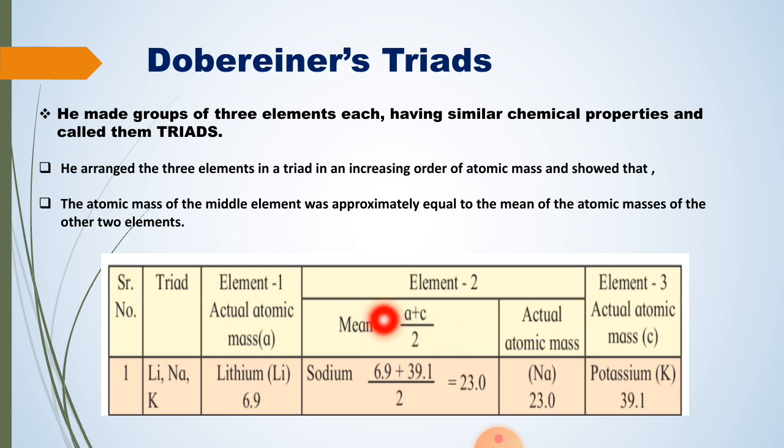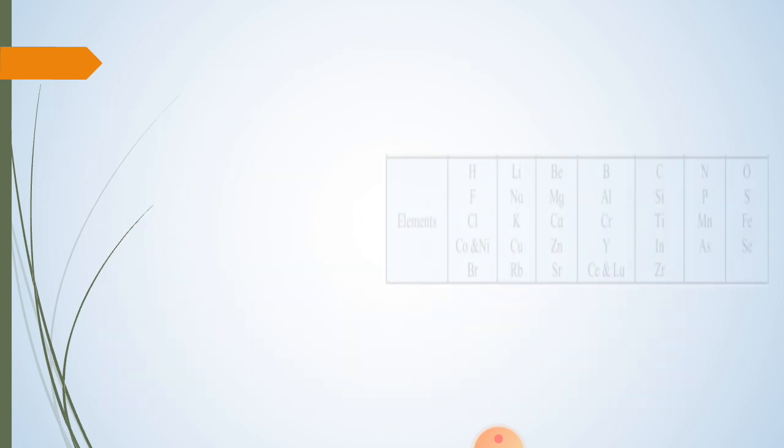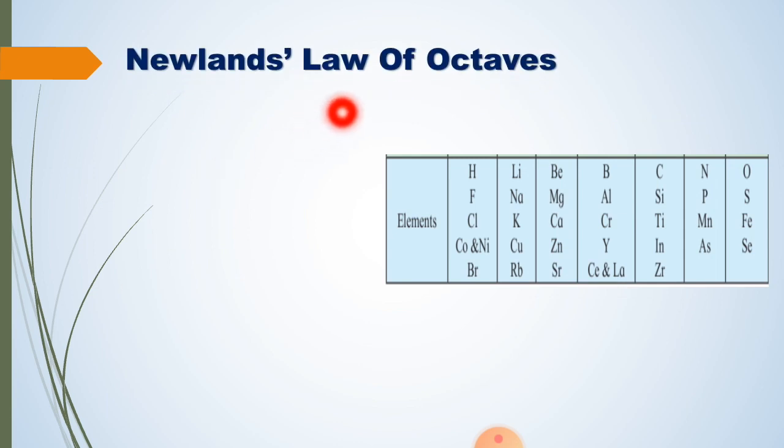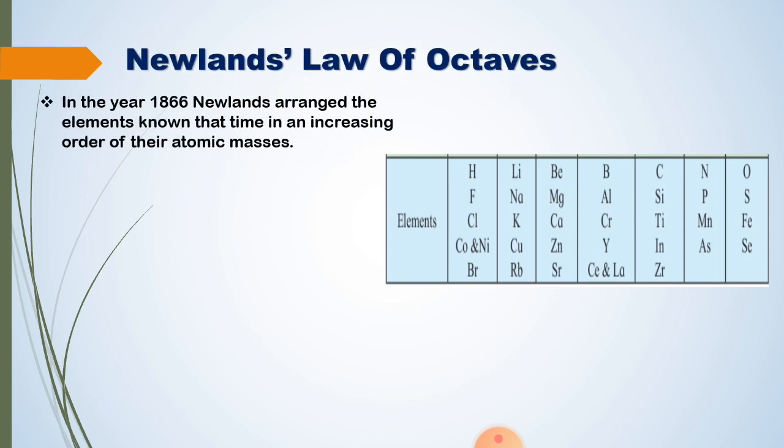If you look at this, the answer which we get is the actual atomic mass of the middle element, that is Na. So Dobereiner said that the atomic mass of the middle element was approximately equal to the mean of the atomic masses of the other 2 elements. Yes, this is right.